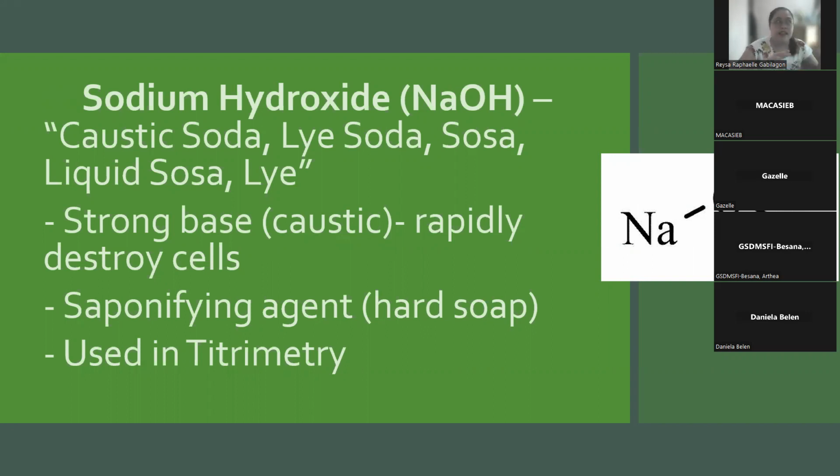But it is not just sodium hydroxide. We can also use other alkaline substances. It's just that when we want to make hard soap, the one that we use nowadays, for example, the bar soap that we use, that is hard, that is produced using sodium hydroxide.